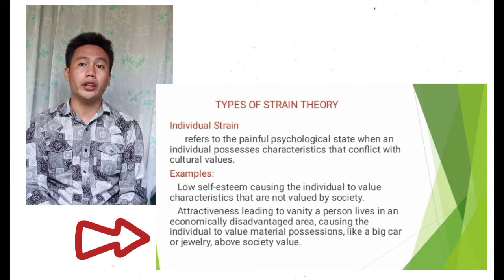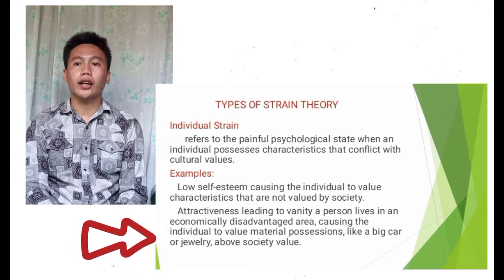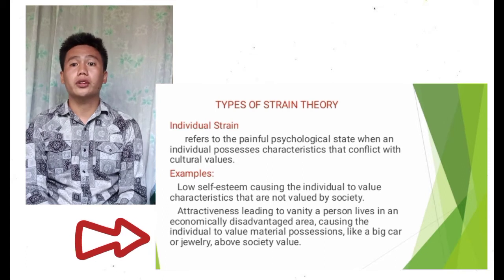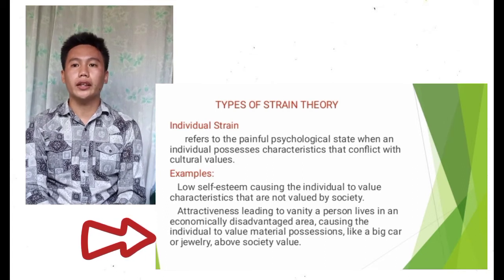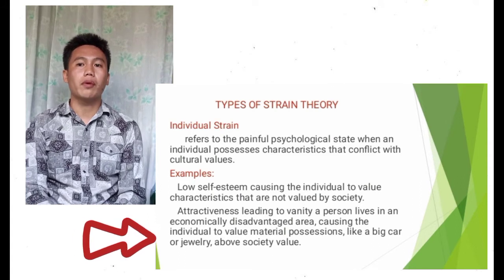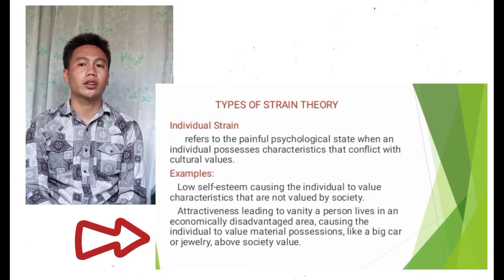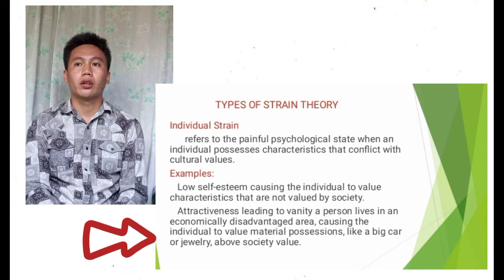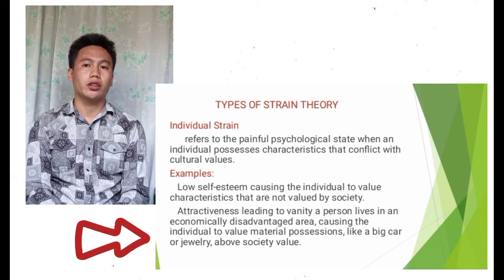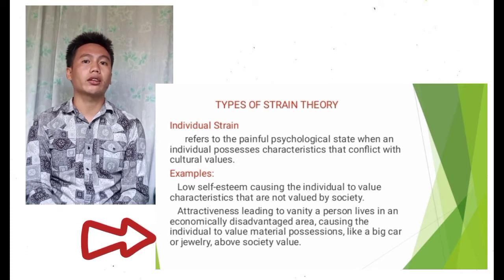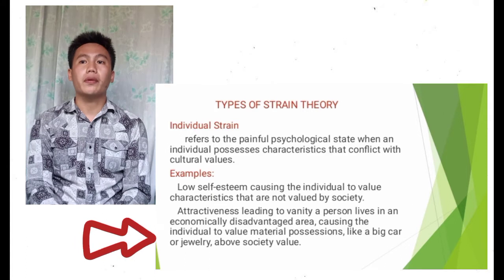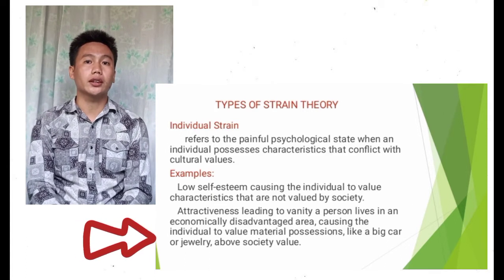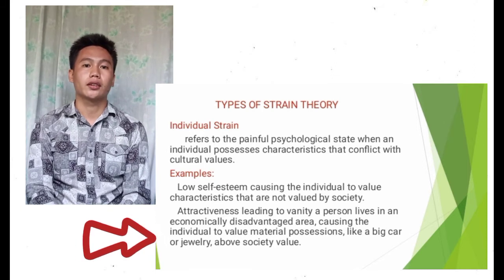Another example of individual strain theory: attractiveness leading to vanity. A person lives in an economically disadvantaged area, causing the individual to value material possessions, like a big car or jewelry, above society's values. You are living in an overpopulated community. We have different states of living. Nowadays, many people are easily attracted to material things. They appreciate the material things more than valuing our society.